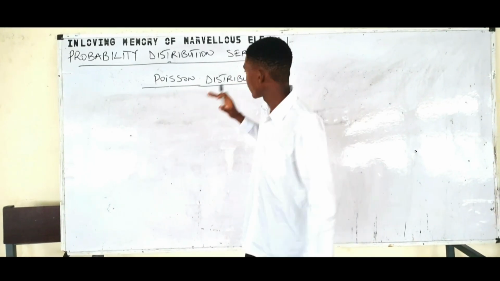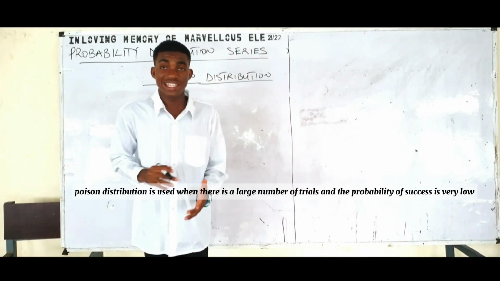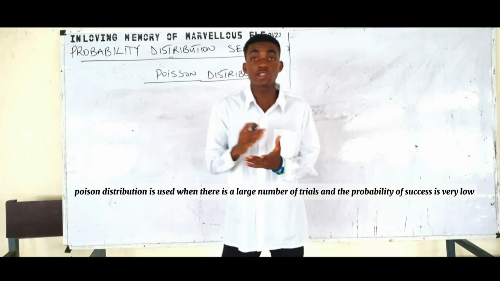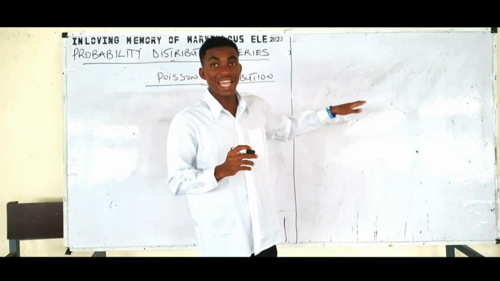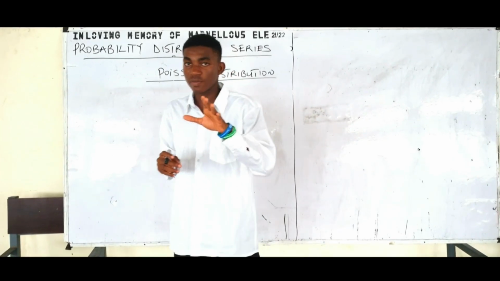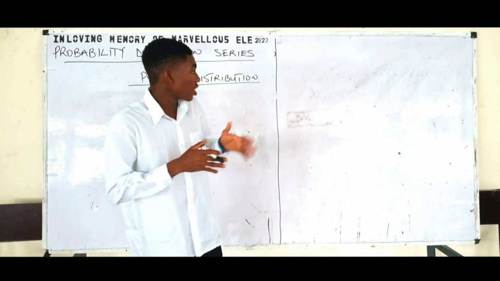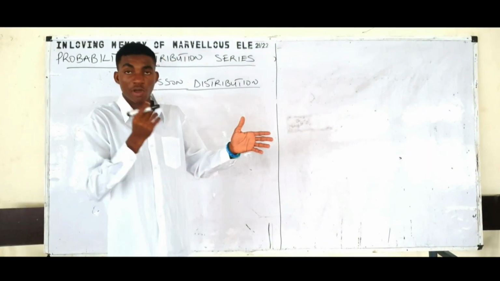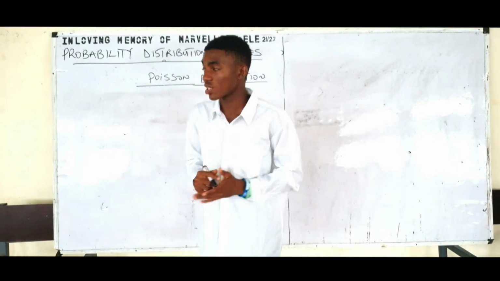Under that, we have Poisson distribution. Poisson distribution is used when there is a large number of trials and the probability of success is very, very low. That is why Poisson is just like the advance of binomial distribution. Where binomial distribution cannot work, Poisson distribution can work, because when there is a large number of trials and the probability of success occurring is small, Poisson distribution is the best to be used.